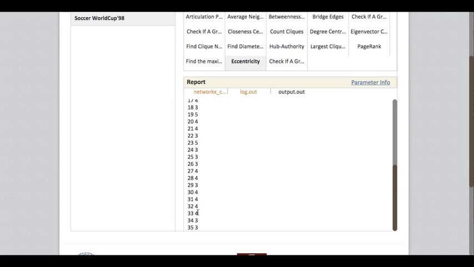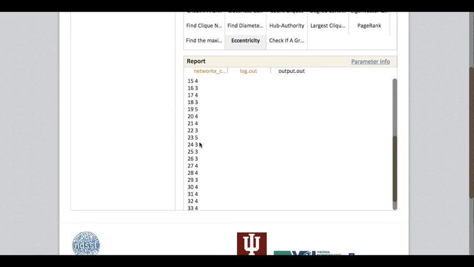And node 19, node 23, and the node, just curious, trying to see which are the nodes with the eccentricity of 5.